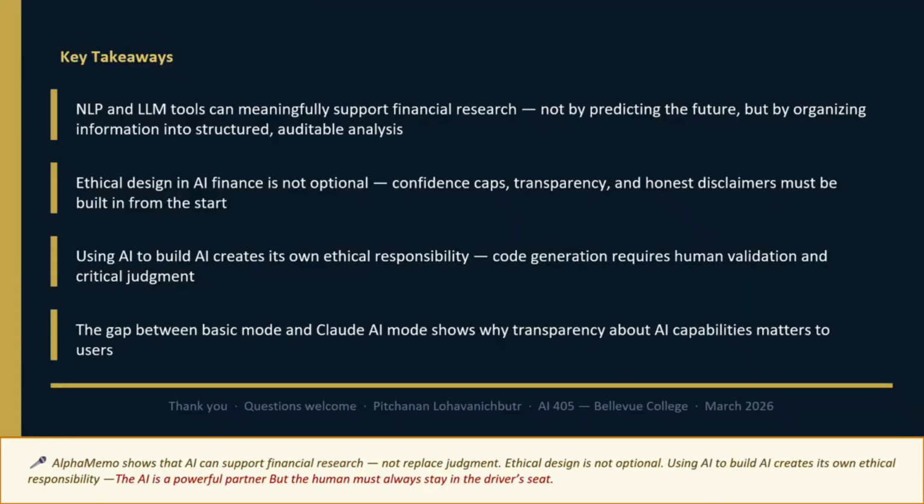AlphaMemo proves that AI can support financial research, not by predicting the future, but by organizing information into structured, auditable analysis. Building AI with AI creates a real ethical responsibility. AI is a powerful partner, but the human must always stay in the driver's seat.